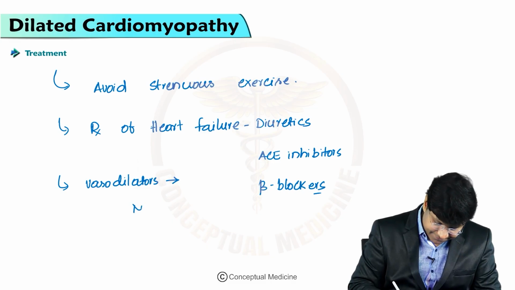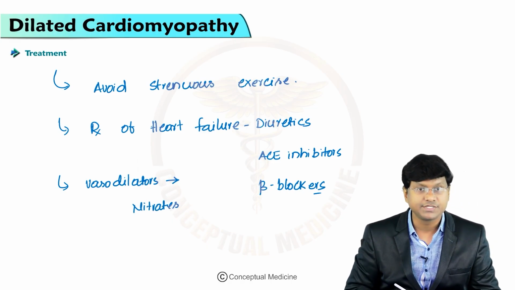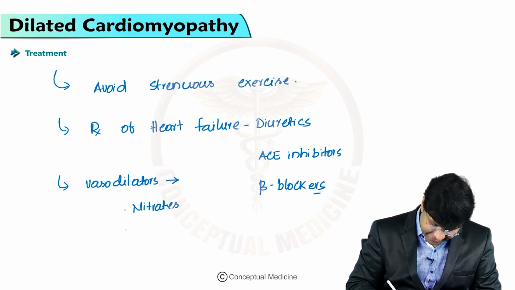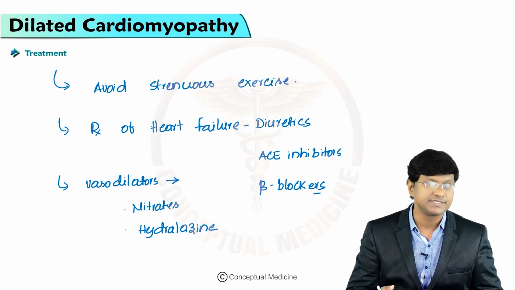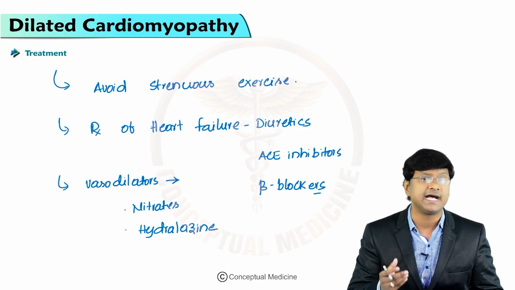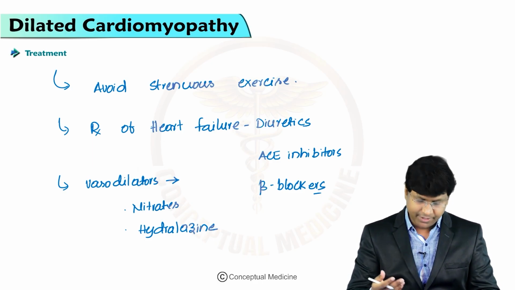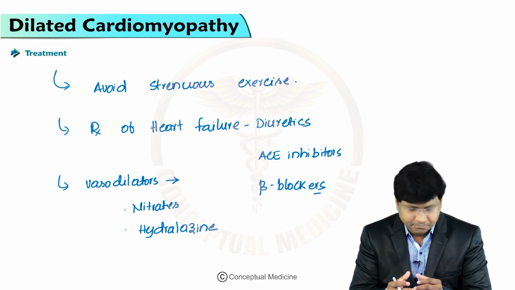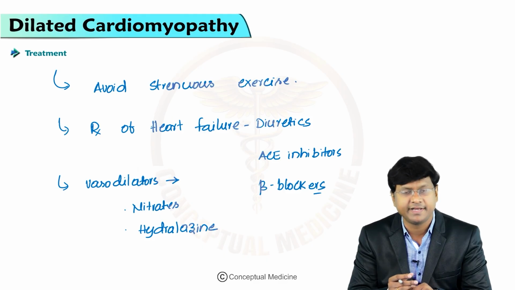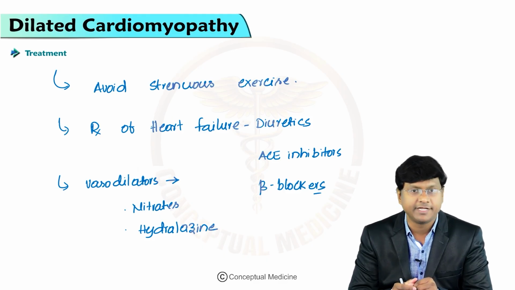And they include nitrates as well as hydralazine. So these are the vasodilators that can be given that will reduce the afterload on the heart. And you take these aldosterone antagonists and all, what is the purpose of giving them? That is mainly to prevent cardiac remodeling and thereby reduce the mortality.